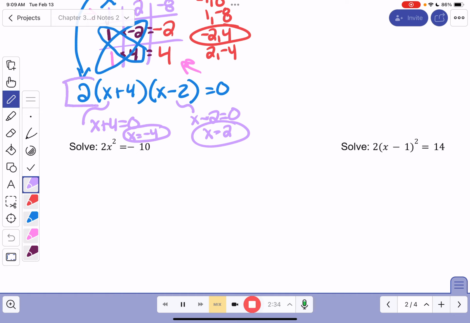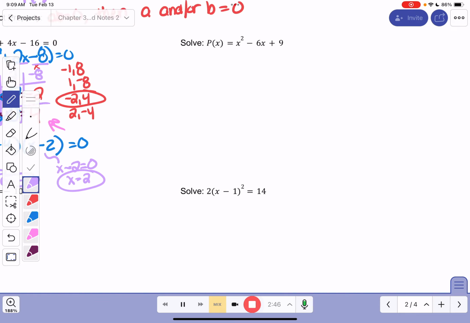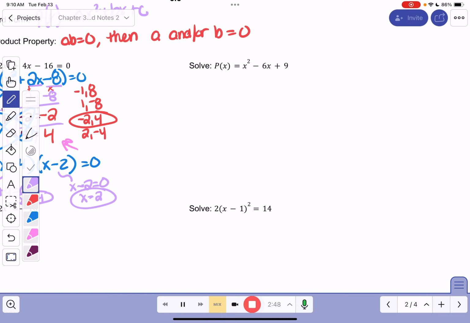Now, if there had been an x in our greatest common factor, we would also set that equal to 0. But because 2 never equals 0, there's no solution in that part. So if you feel comfortable doing this, pause the video and try the other one. If you need to see another one done out, let me know or watch.